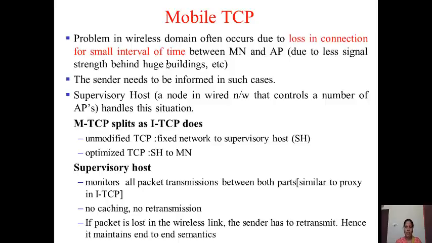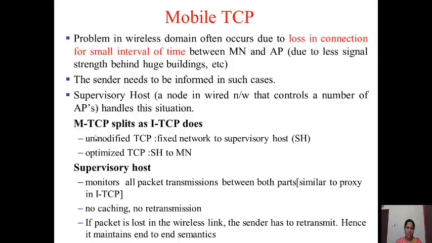So to overcome this, mobile TCP is proposed, where the sender needs to be informed in all such cases whenever a loss in connection is experienced, even for a smaller period of time. In order to intimate the sender about this, a host called a supervisory host is used. A supervisory host is typically a node in the wired network that controls all the access points, and it is expected to handle this situation and intimate the sender if there is going to be a loss in connection for some small interval of time, right?